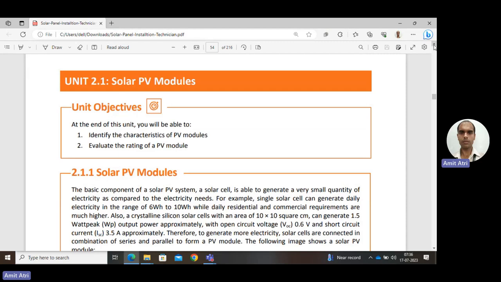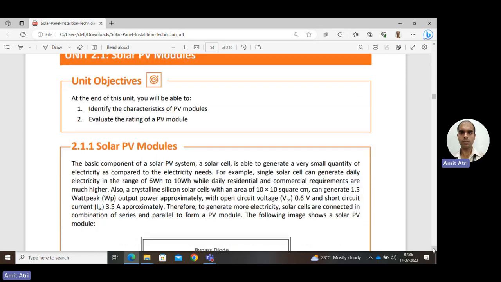Okay, today we will be starting with our unit 2.1, that is solar PV modules. So in a solar PV system, one of the components is the solar module. The basic component from which a solar module is made is the solar cell, which we have already discussed in our previous units.